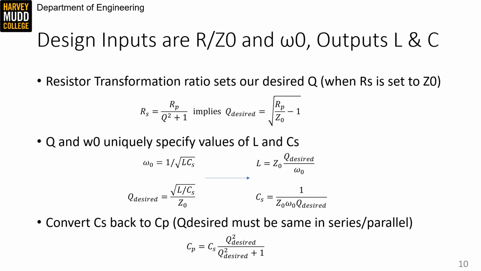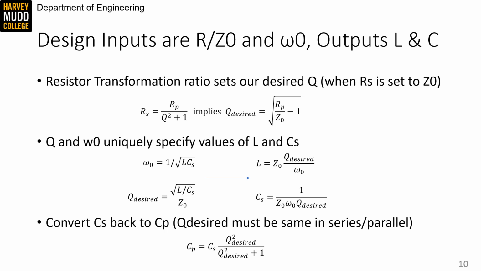Starting at the first bullet on the page, the parallel to series equation specifies the series resistance as a function of the parallel resistance and Q. That means we'll be matched for some specific value of Q. We know that we want our series resistance to be Z0 in order to match our driving line. So I make that substitution and do a little rearrangement of the parallel to series equation to find the Q we want as a function of our impedance transformation ratio.